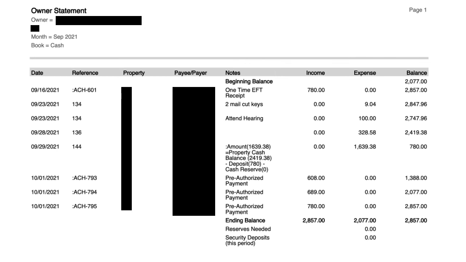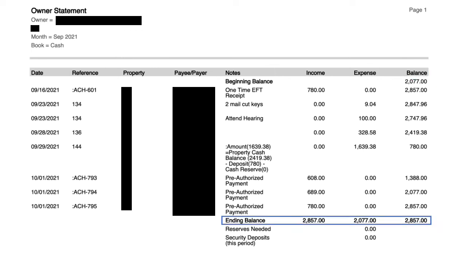The date column shows which calendar month the allocation is for. The reference column shows which account it came from. The property column shows which property it is. The payee/payer column shows the source of where the funds came from or who they will be paid to. The note column shows where the income is from or where the expense is from. The income column shows the funds that were added to the starting balance. The expense column shows the amount of expenses that were added to the starting balance. The balance column shows the adding of all income and subtracting of all expenses for that month.